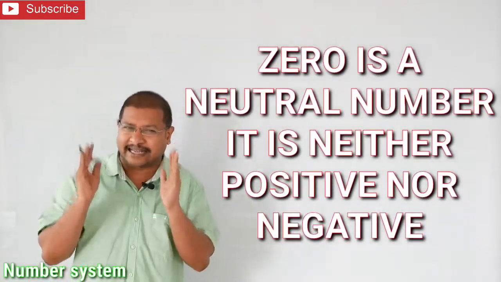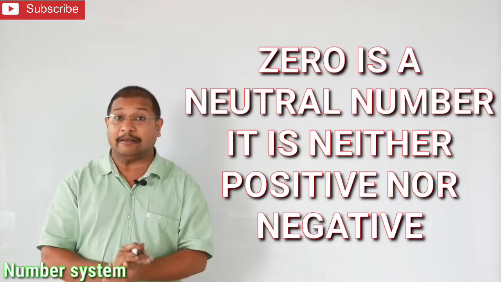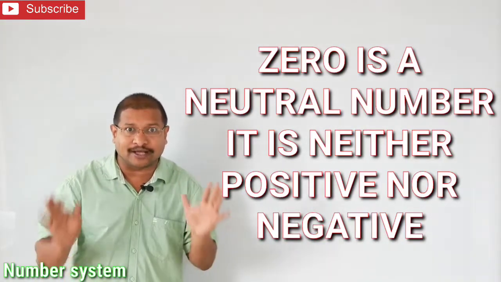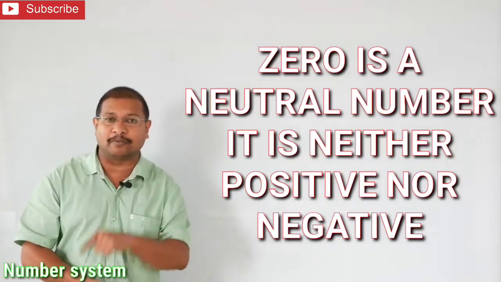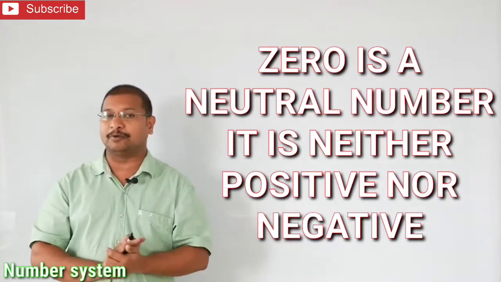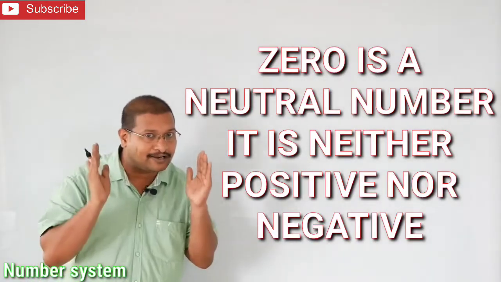Now see, 0 does not have any sign. 0 is neither positive nor negative. That means 0 is a neutral number. Careful. You should never write plus or minus together with 0 because 0 is a neutral number.